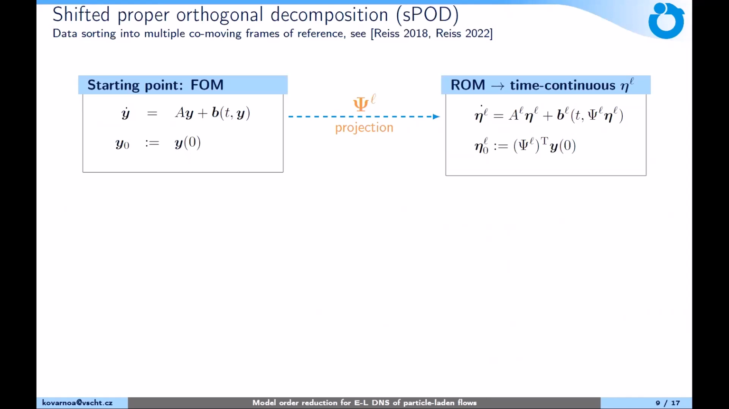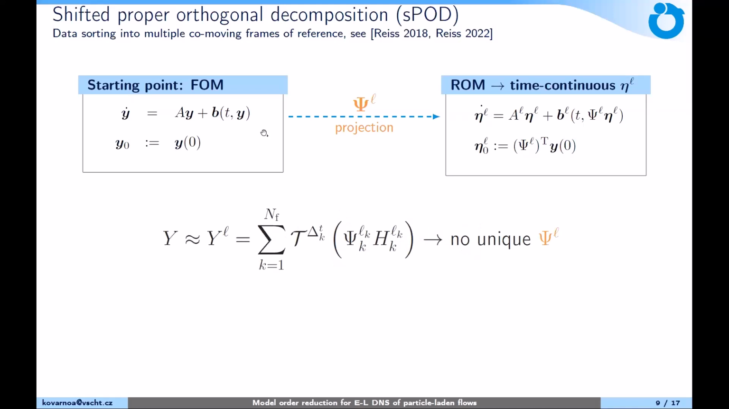That would give us a low-rank approximation of our data that would be discrete in time, but we need it somehow continuous in time. Normally we would do that by projection, but there is another problem with the projection: we might have a system that has multiple different transports. We are using a method called shifted proper orthogonal decomposition, or SPOD. It was developed by Professor Rice from Berlin, and this method is able to sort the data into their optimal frames of reference, and it works pretty nicely.